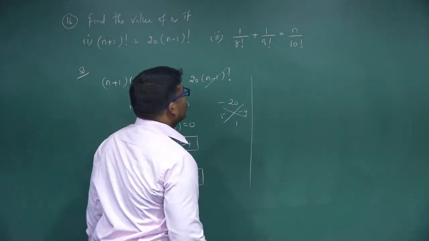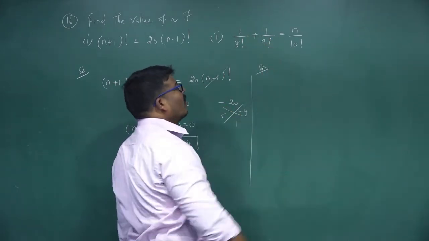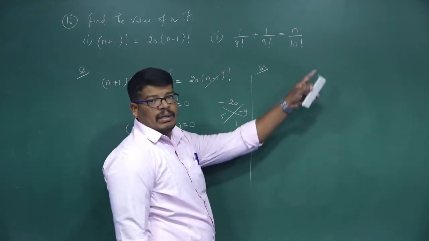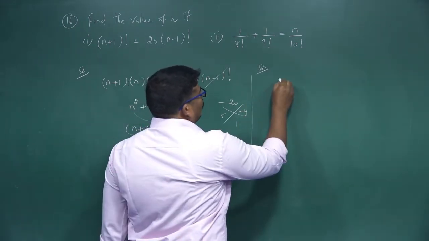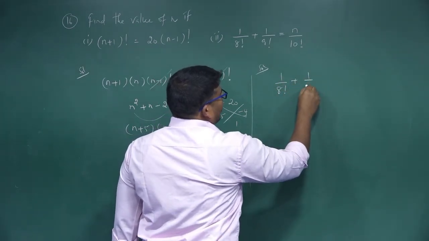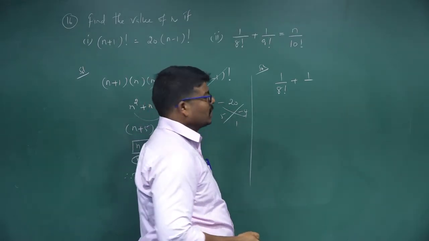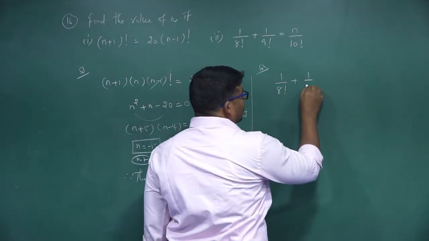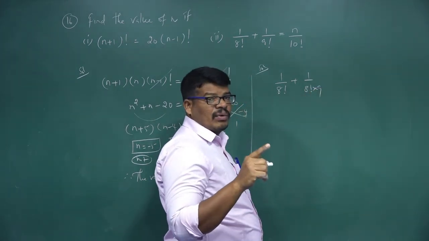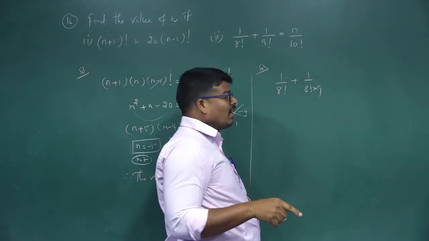And the second problem: 1 by 8 factorial plus 1 by 9 factorial equal to n by 10 factorial, and find the value of n. 9 factorial is the product of 9 natural numbers, so writing 9 factorial is 8 factorial into 9: 1 into 2 into 3 into 4 into 5 into 6, 7, 8 into 9, where 1 to 8 is 8 factorial.